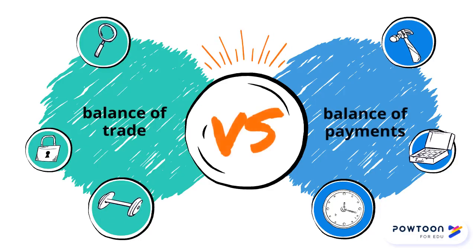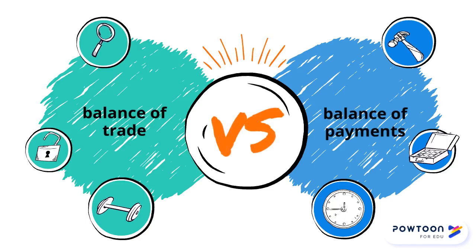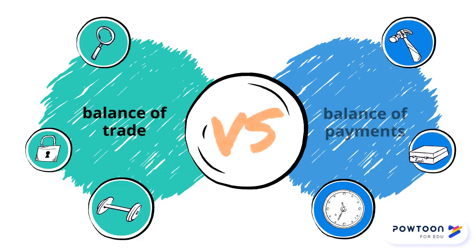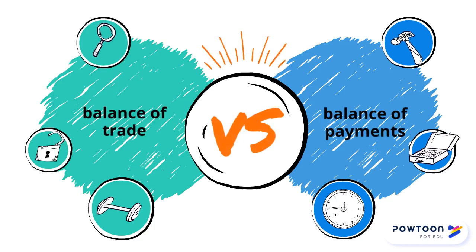The difference between a country's total exports and total imports is called the balance of trade. If a country exports more than it imports, it has a trade surplus. The balance of payments is the difference between the amount of money that comes into a country and the amount that goes out of it.